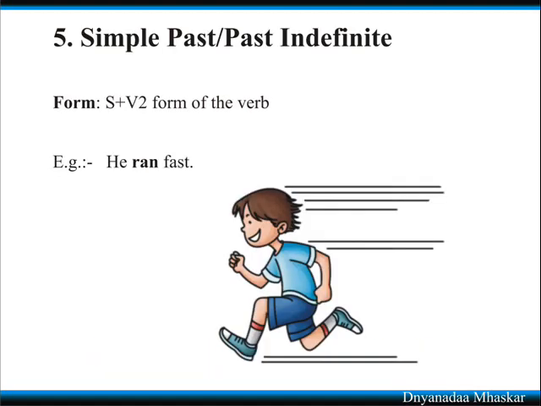Let us come to the fifth tense, simple past or past indefinite. Why is it called as past indefinite? We do not know the exact time when the action began and when the action ended. What is the form of this simple past or past indefinite? Subject plus V2 form of the verb. That is, the verb is in the second form, that is, it is in the past tense. Example, he ran fast.